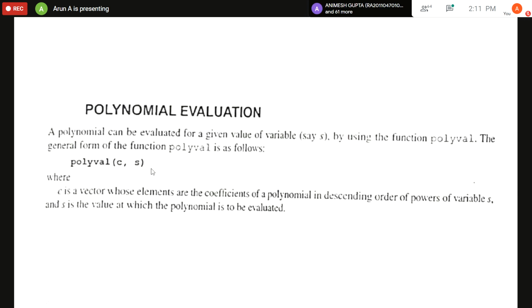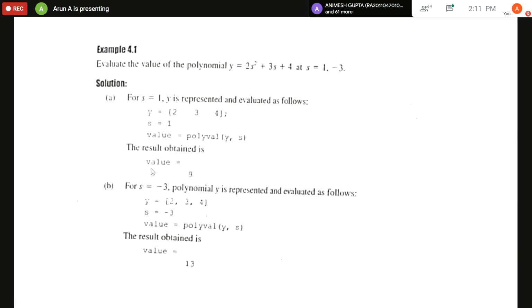Now we'll see a program. Just watch this question. The question is to evaluate the value of the polynomial y equals 2s squared plus 3s plus 4, and they have also given the value of s in the question. Okay, s is 1. See, normally what you'll do in mathematics is go for the direct substitution of s. Imagine I want the value of y. You will go for the direct substitution of s, and you will tell me it is 2 into 1 or whatever, with s equal to 1 and s equal to minus 3. But what we have to do is work it out in MATLAB.